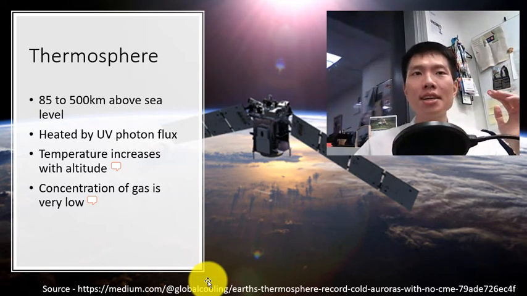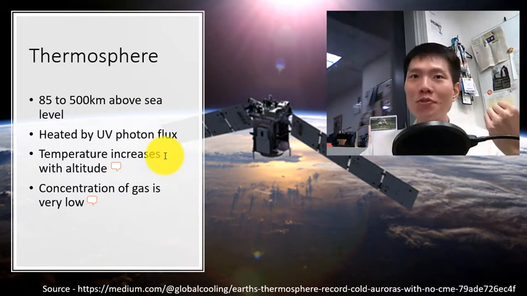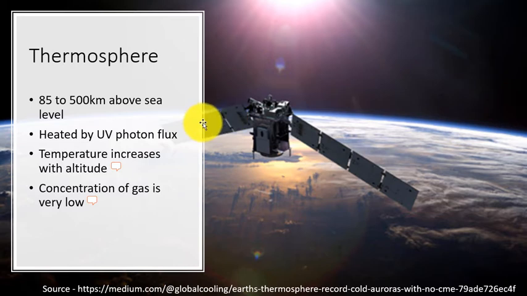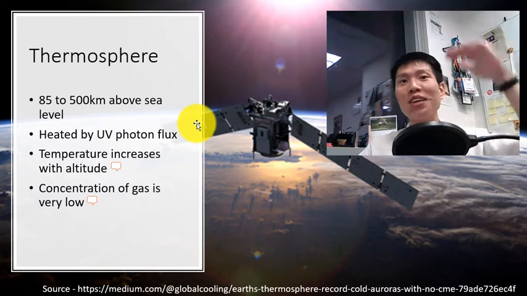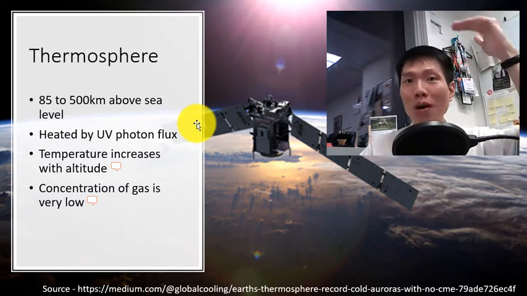The highest layer of the atmosphere now is called the thermosphere. The thermosphere is located between 85 to 500 km above sea level, and in this region, the gas is of very low concentration. This is also a region where you have a high UV photon flux. The temperature increases with altitude because there's a higher UV photon flux when we go up.